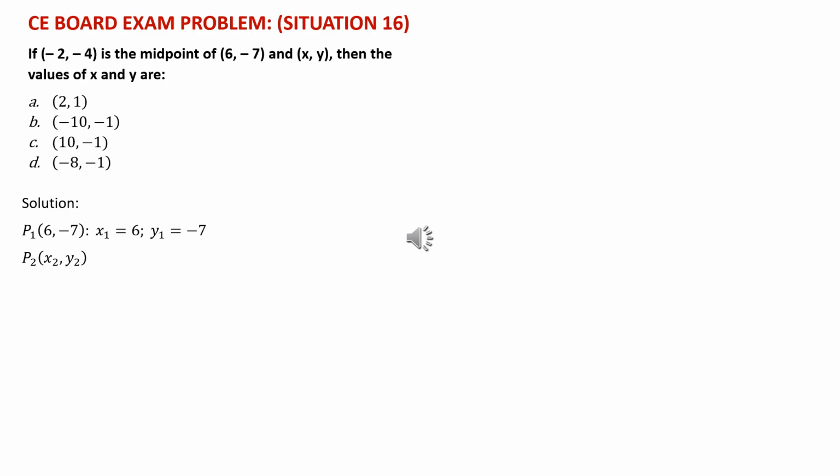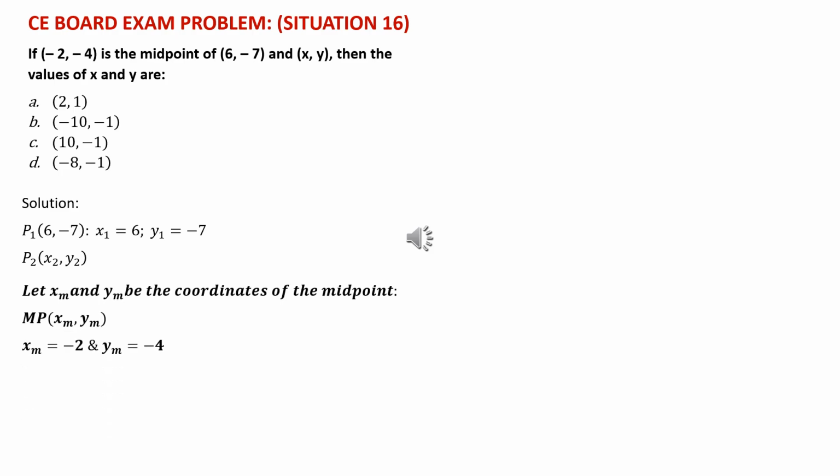And for the givens of our CE board exam problem, situation number 16, we have P sub 1 or point 1, wherein x sub 1 is 6 and y sub 1 is equal to negative 7. But of course also point P sub 2, wherein its coordinates are x sub 2 and y sub 2 that are both unknowns. And then of course, as part of the givens, let x sub m and y sub m be the coordinates of the midpoint MP, wherein the value of x sub m is negative 2 and y sub m is equal to negative 4.